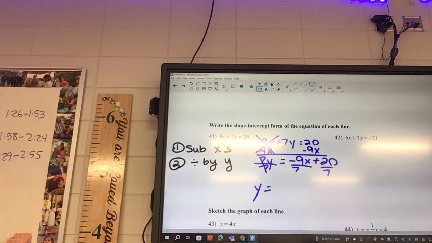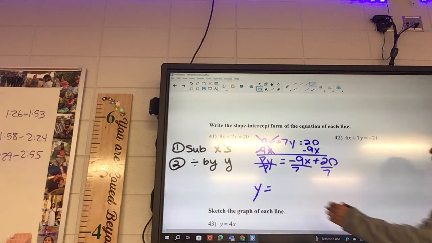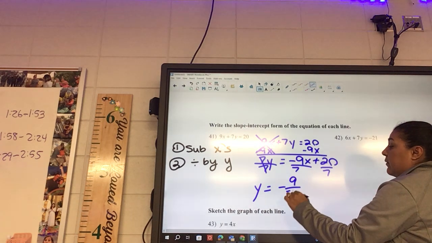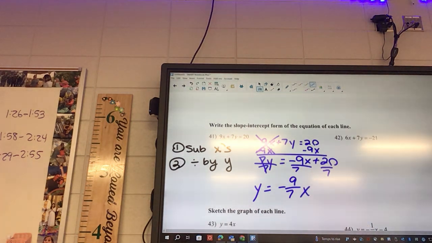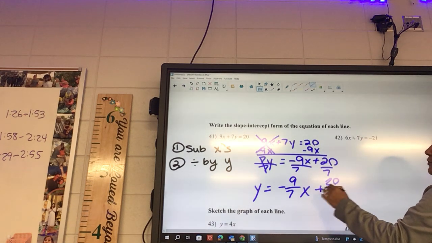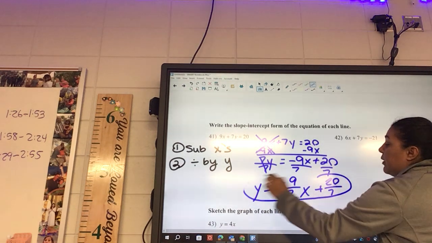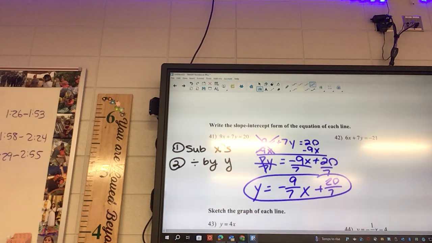Hello, let's go. What is negative 9 over 7? Okay, what is 20 over 7? Does that simplify or no? I don't know. 20 over 7. Okay, so if they do reduce and it gives you something else, then write down the number that it gives you. In this case, we got the exact same thing.